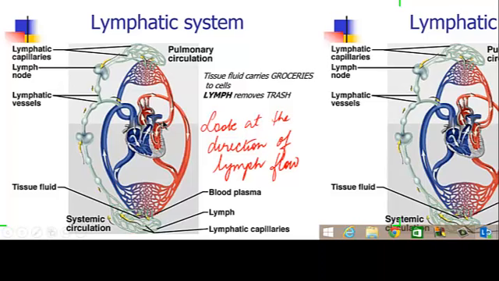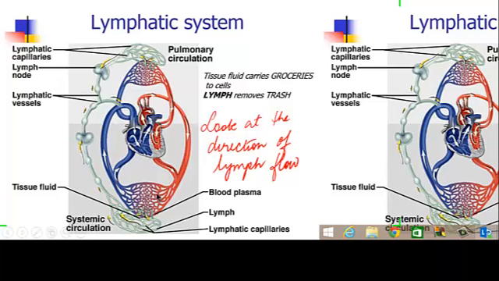So I want you to pay attention here to this lymphatic system really well. Just take a look at this picture. We did this cardiovascular system. We did this part where we had blood vessels coming out of the heart, which were the arteries, and then they broke up into capillaries, and then blood returned to the heart by means of veins.